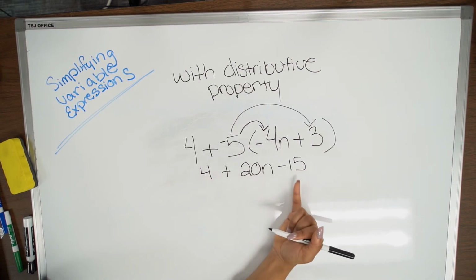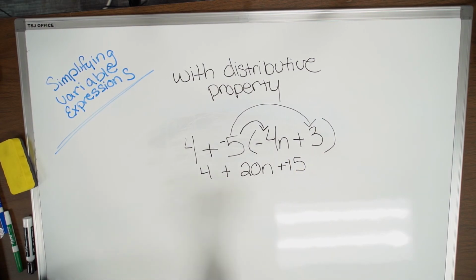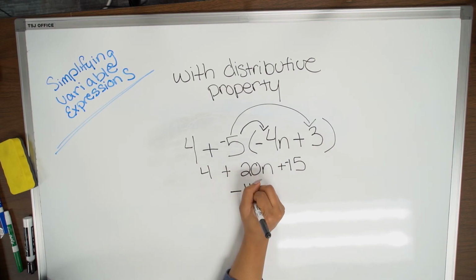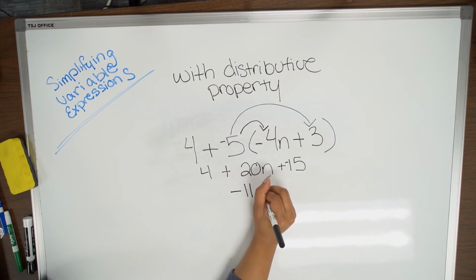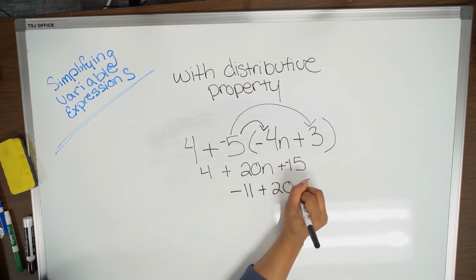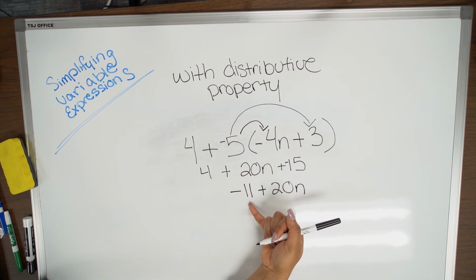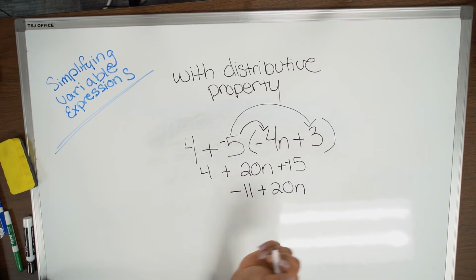So we have positive 4, and then we have negative 15. Okay? So negative 15 plus 4 is negative 11. And then we just bring this down because that's what's left. So plus 20n. So we know we're done because we have one variable and we have one number. Make sense? Hopefully it does.